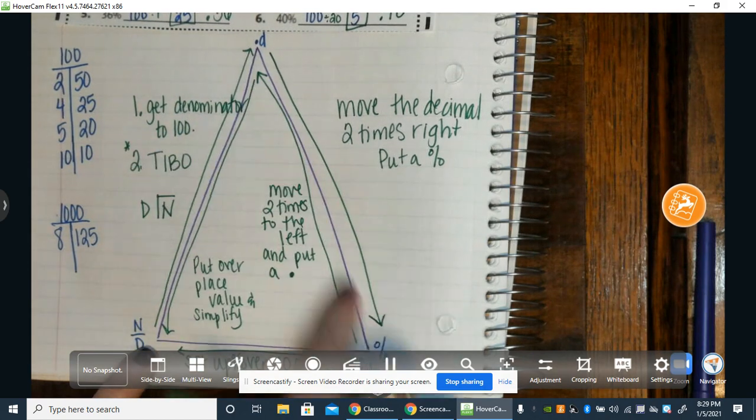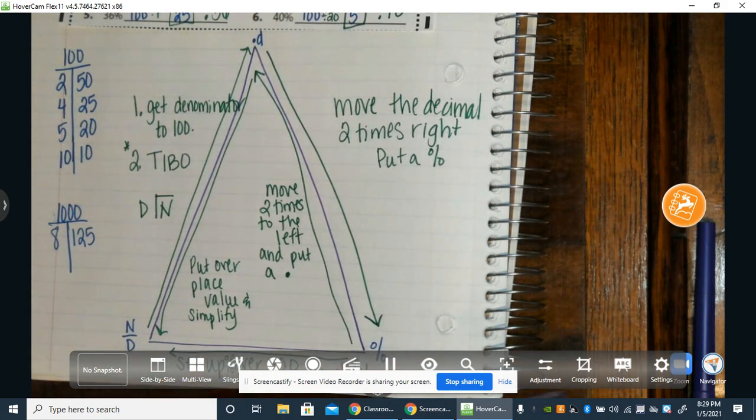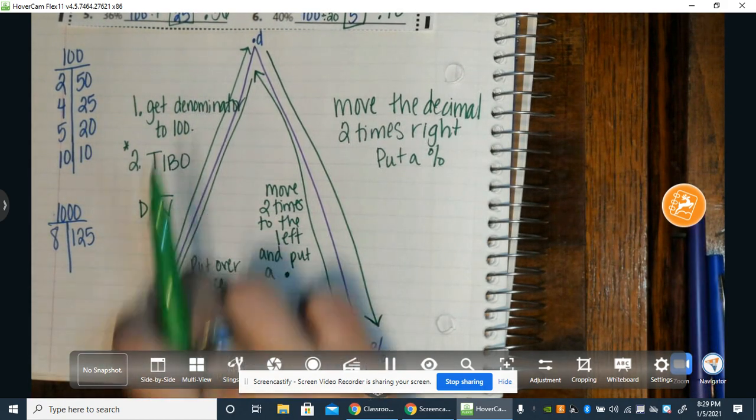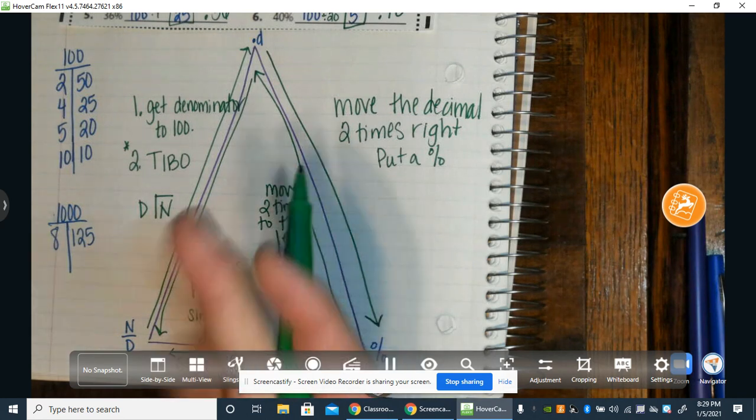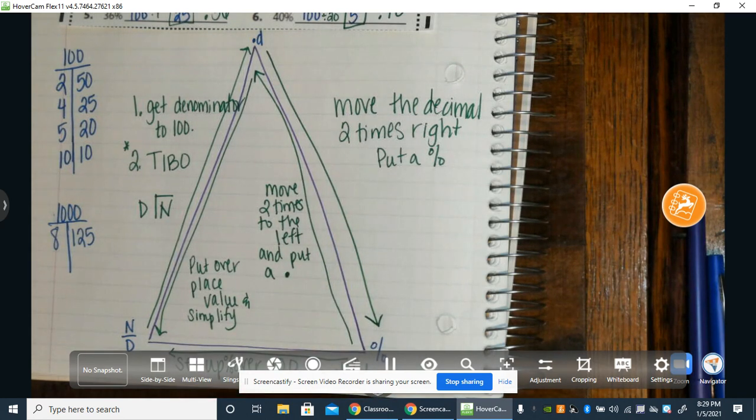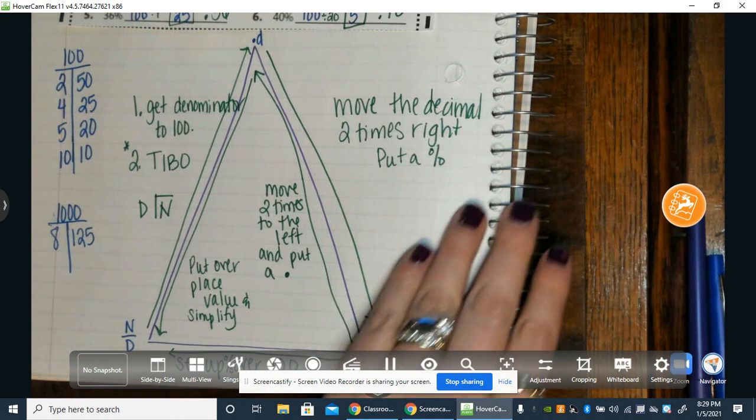So when you start going from percents, fractions, and decimals and all that, you can always refer back to this because this is kind of like a foolproof way of remembering. You don't have to remember any rules. You can just look and go, oh, I've got to move my decimal. Oh, I've got to set it up over 100 and simplify. Okay, let's go to our next page real quick.